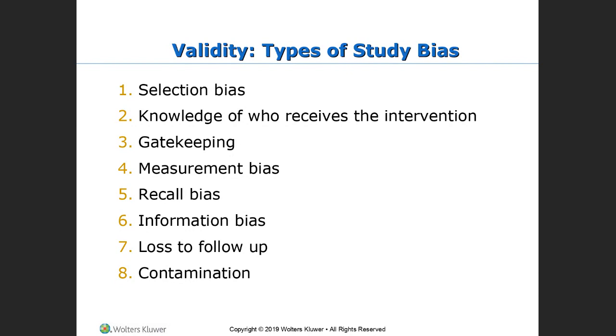And then the last one is contamination, which means some people receive the intervention that they were not supposed to. So if you have an intervention group and a non-intervention group, the non-intervention group receives the intervention. So essentially there's no difference between the two groups. So that can be a type of bias as well. Hopefully that makes a little bit of sense.